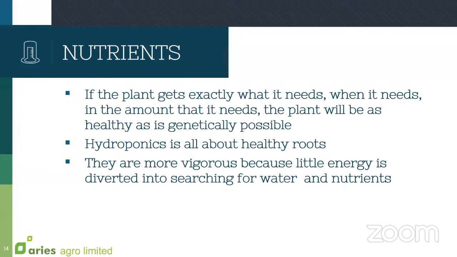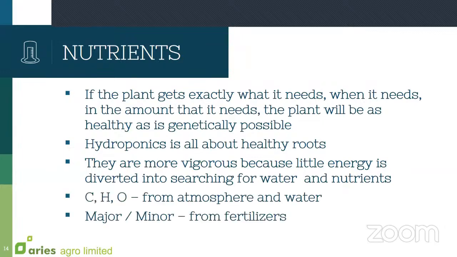And hence you get better yields, better quality yields, and faster yields with hydroponics. Now, because we're talking of nutrients, there are almost like 16 to 17 essential nutrients that are needed for plant growth. Out of that, the three, which is carbon, hydrogen, oxygen, you don't add as a nutrient in food. The plants get it from the atmosphere, the gaseous exchange that takes place, and the water that you're going to use. Apart from these three, there are other major and minor nutrients which you have to provide them from fertilizers.